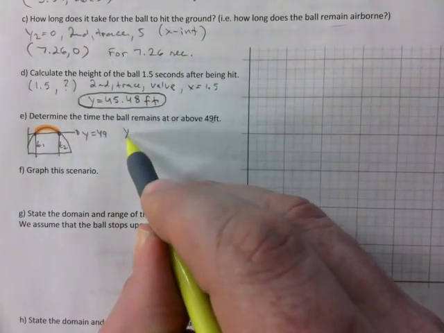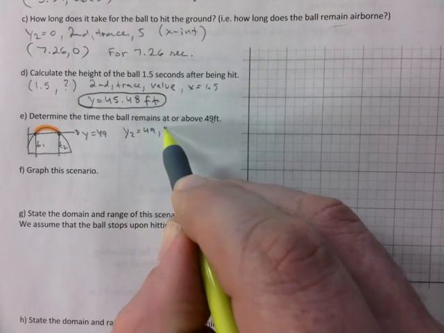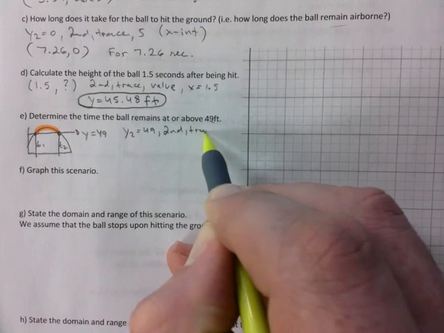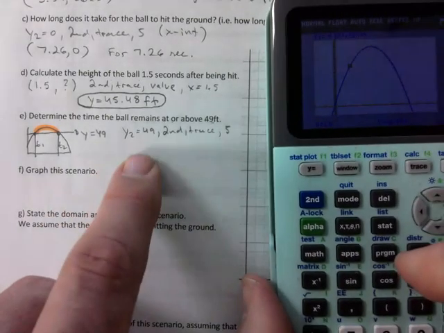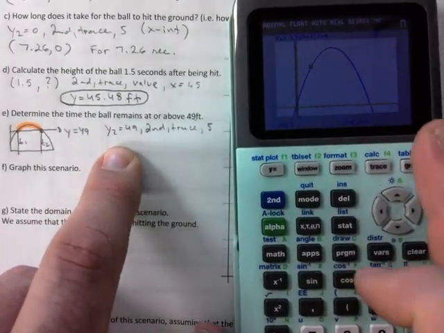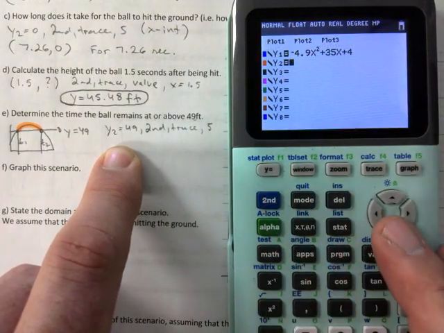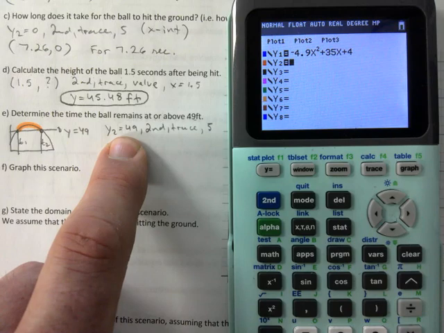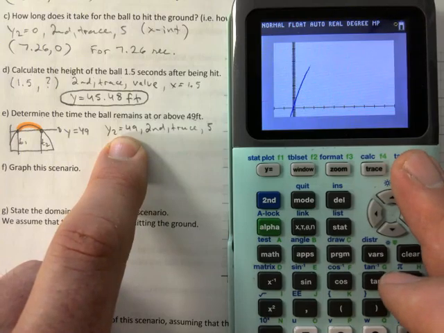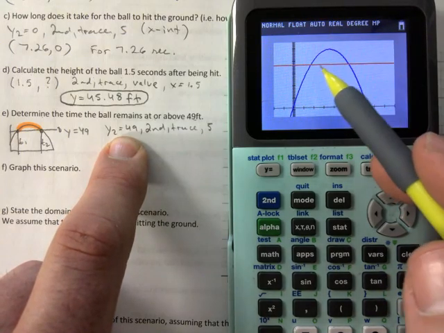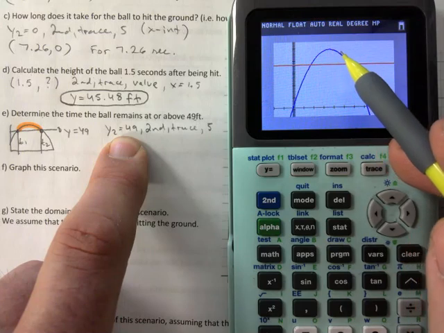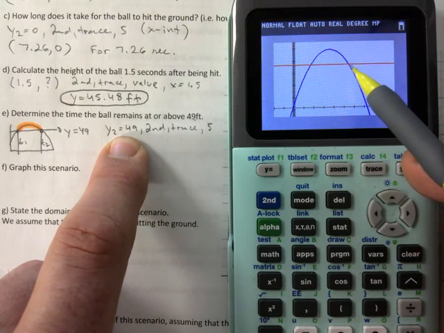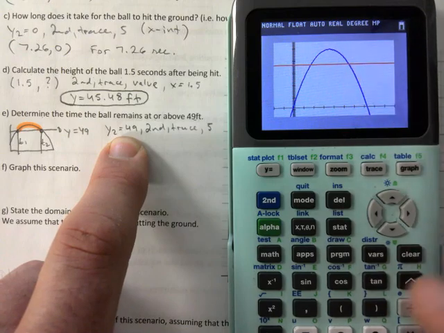So you let y2 equal to 49, and then we use second trace 5 intersect. We used to use that to find our x-intercepts, but it's not the only functionality of that particular option, right? So if y2 is equal to 49, hit graph, and there it is. So the ball is on its way up, hits that 49 mark, stays above it, and then we stop the timer when it's back down. Okay? So let's go find both of them.